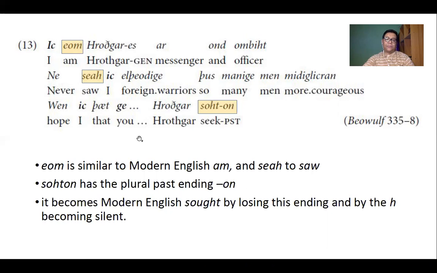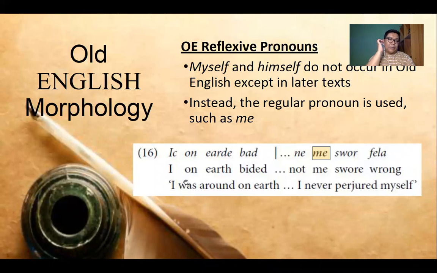Okay. In terms of Old English morphology, we also have reflexive pronouns. Now, in modern English, we have a lot of reflexive pronouns, most especially those ending with self. But myself and himself do not occur in English except in later texts. Instead, the regular pronoun is used, such as me. So if you take a look at this excerpt, me was used in the sentence, not myself or himself.